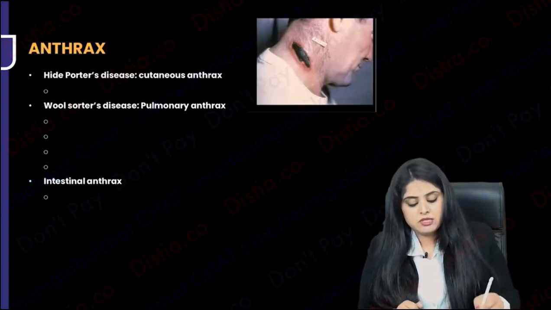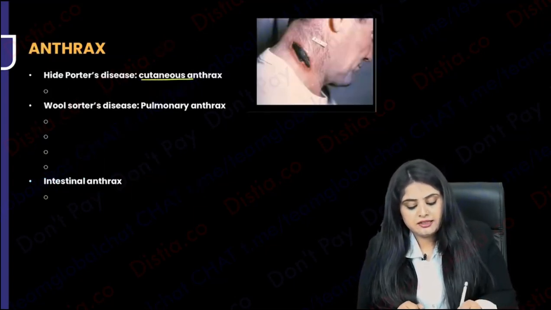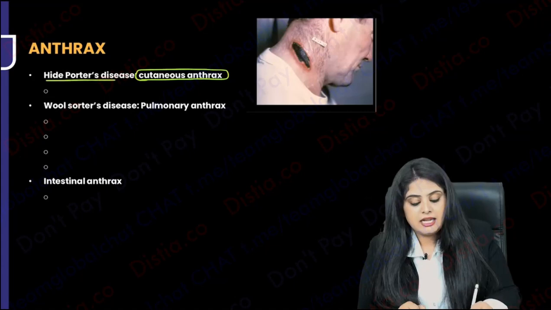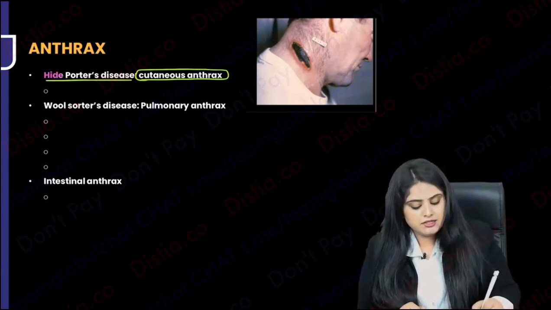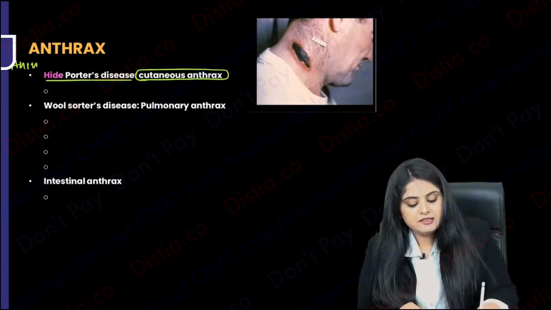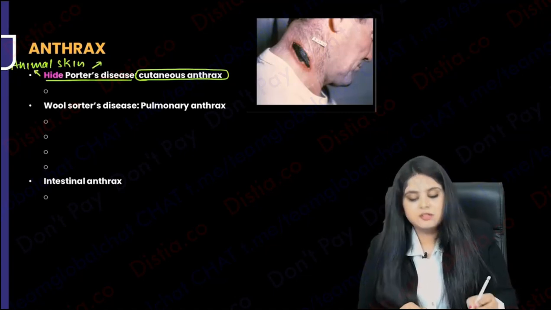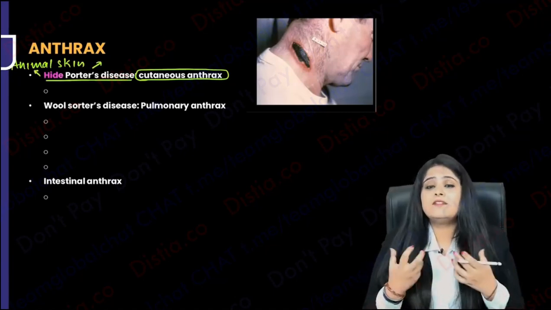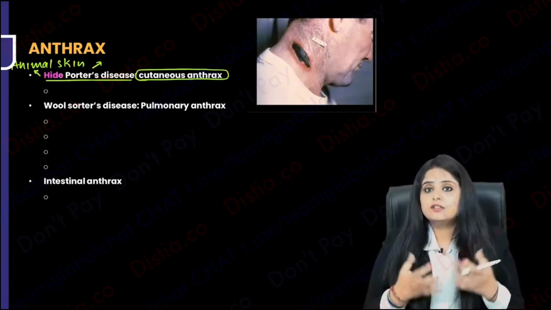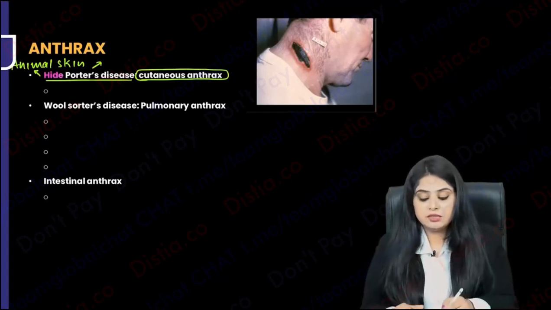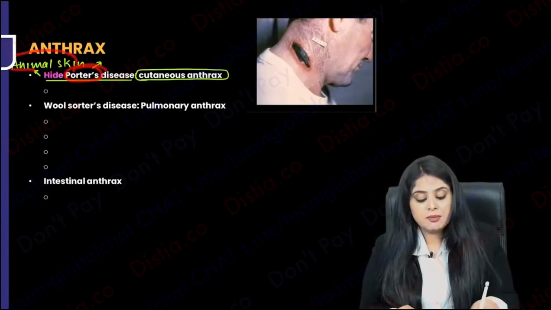When I talk about something known as cutaneous anthrax, you'll say, oh ma'am, this is because of skin contact, and that is known as Hide-Porter's disease. Do you know the meaning of this word? Hide refers to animal skin. Hide is the other name for animal skin. And who is a porter? Porter is a person who picks up very heavy things, like the coolies you must have seen on the railway stations. So these are porters. They pick up very heavy things. So these are the porters who are going to pick up animal skin.